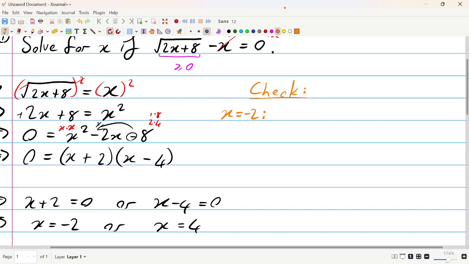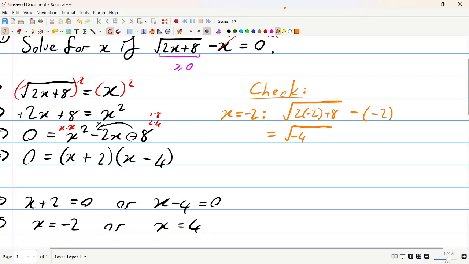Then we are going to have the square root of 2 multiplied by negative 2 plus 8, minus negative 2, equals to what? We can't say equals to 0 because we need to show that it's equal to 0. So we're going to do this, right? 2 times negative 2 is equal to negative 4, plus 8. And then we have a negative and a negative gives a positive, so therefore it's plus 2.